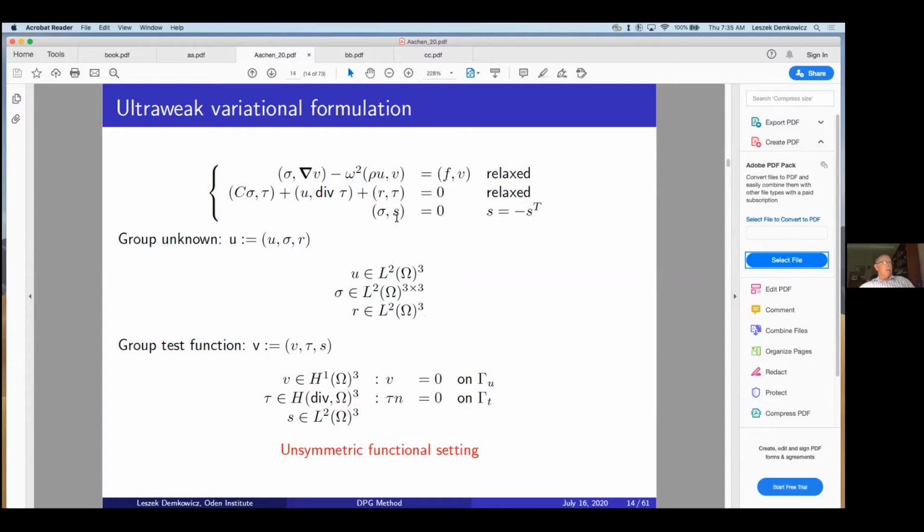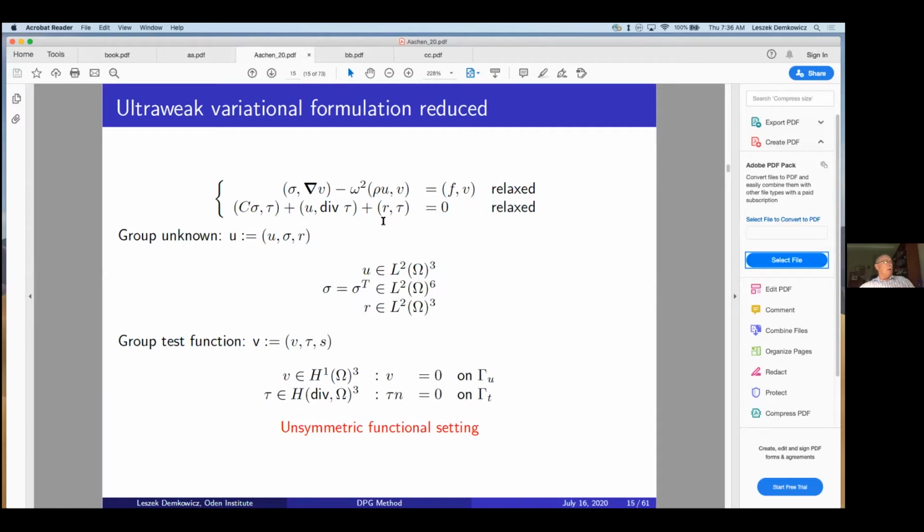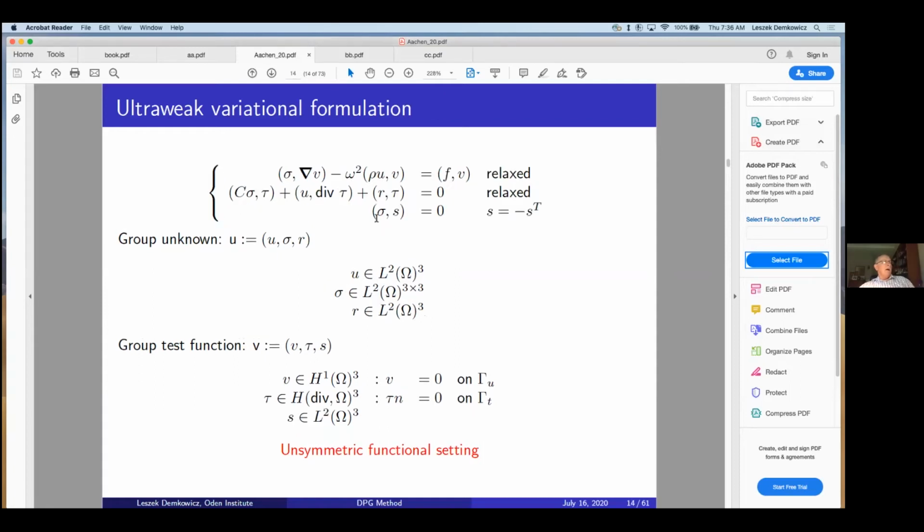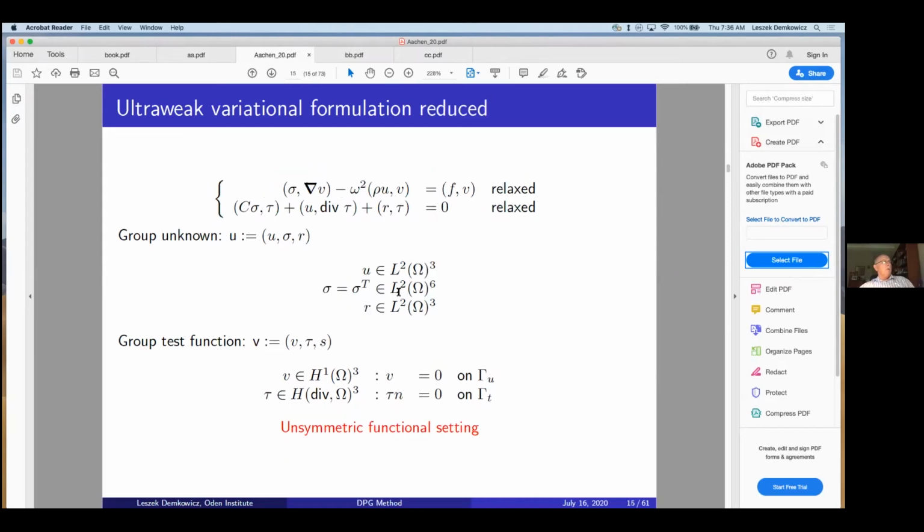Just a second that I don't say. No, you eliminate. What do you eliminate? You eliminate S. Yes, you eliminate S by enforcing symmetry of sigma in a strong form, which is not an issue because sigma is in L2.